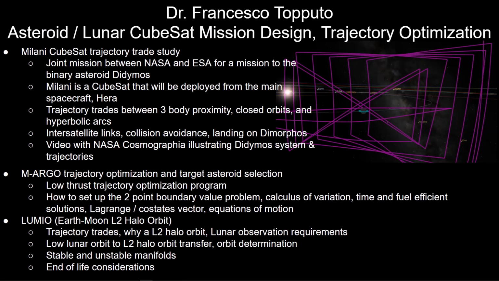And then for the LUMIO CubeSat, which is the last one, we went over again the trajectory trades, why they chose an L2 halo orbit for that mission, and what lunar observation requirements were also satisfied with the L2 halo orbit. We talk about how they're going to be dropped off, or the trade study assumes they're going to be dropped off in low lunar orbit. So how to do that transfer between low lunar orbit and L2, and how to do the orbit determination for that orbit in that system. And then we get a little bit into the details, not too far, but definitely a little bit into stable and unstable manifolds that go into getting into Lagrange points and halo orbits.